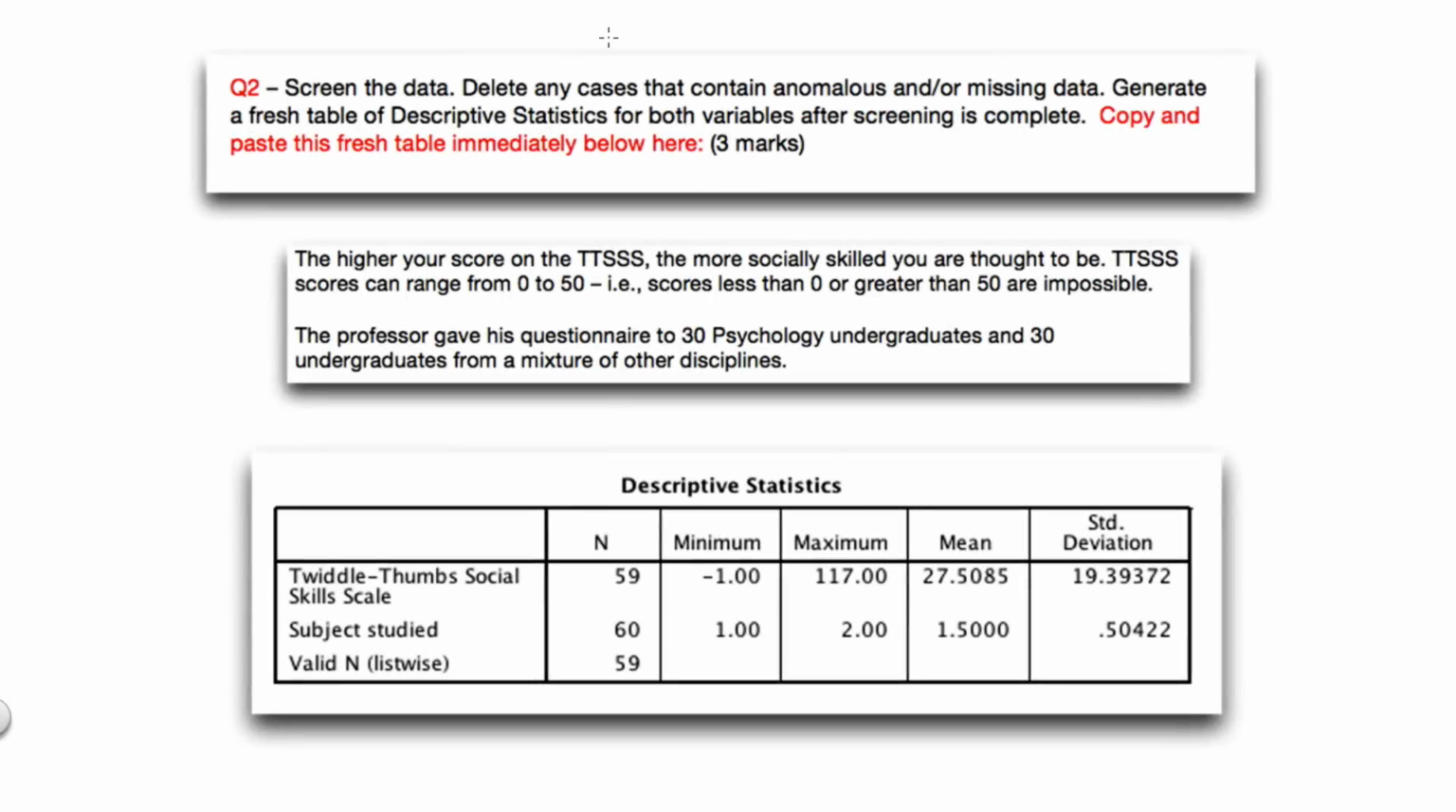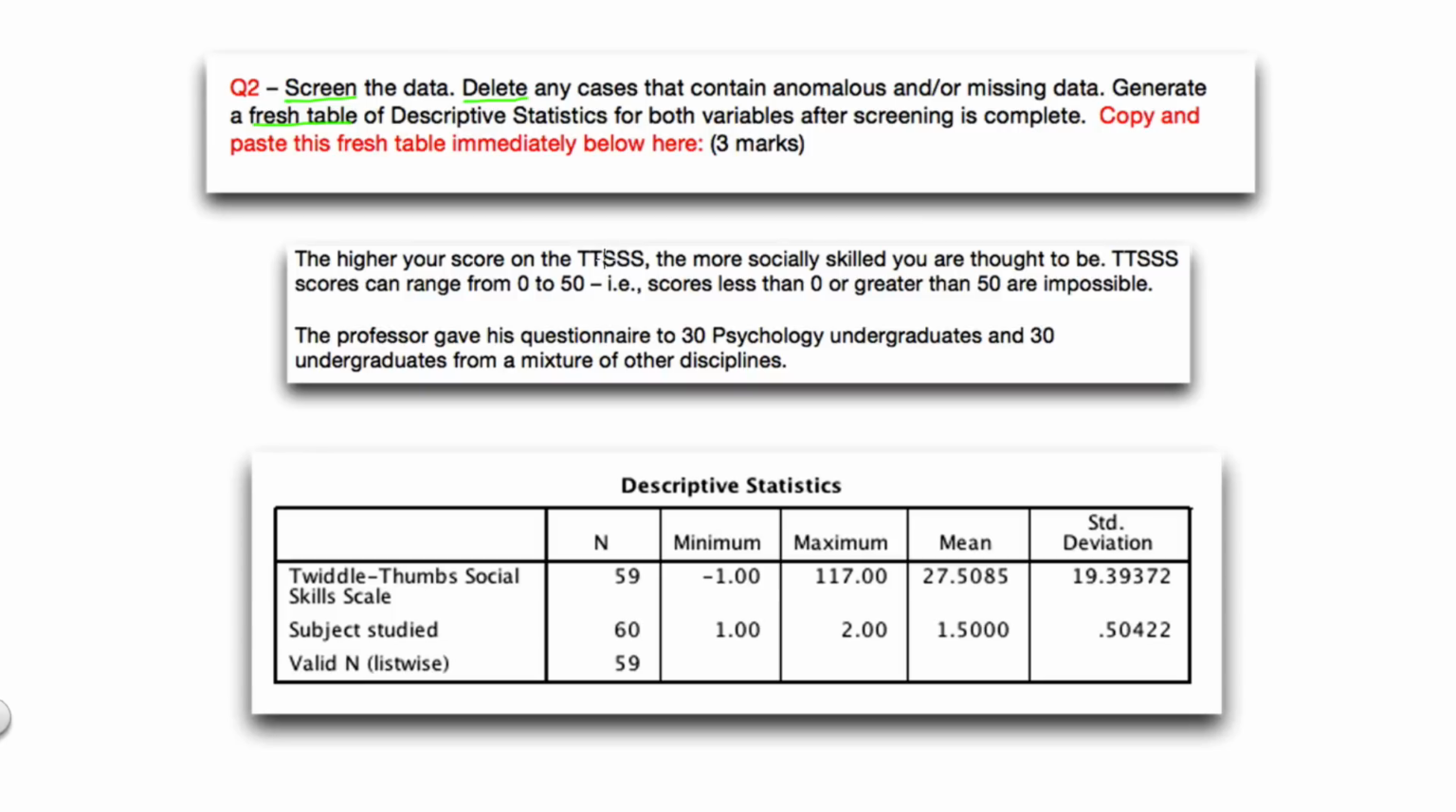Now we can move on to question 2, and we can pick up the pace a bit. Okay, question 2 asks you to screen the data, deleting any cases that contain anomalous or missing data. And then once we've done that, you need to get a fresh table of descriptive statistics for both variables and paste that into the Word document.